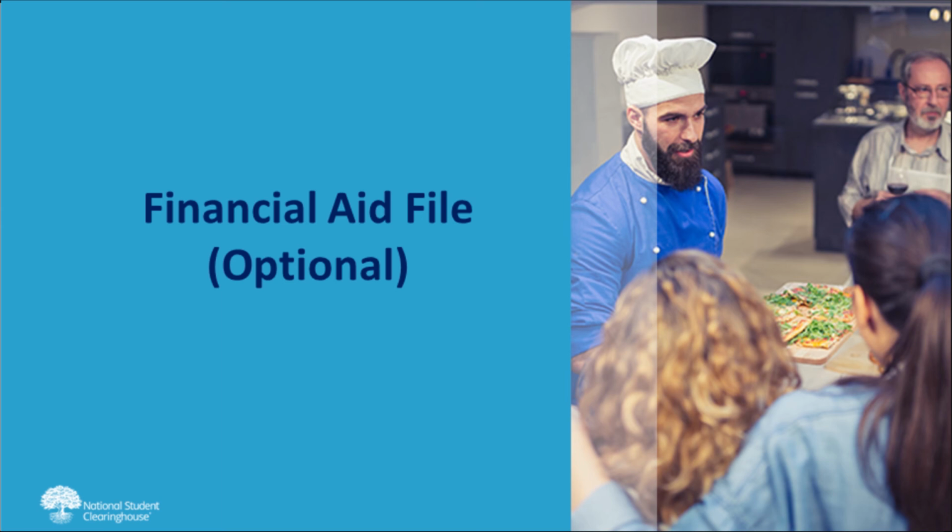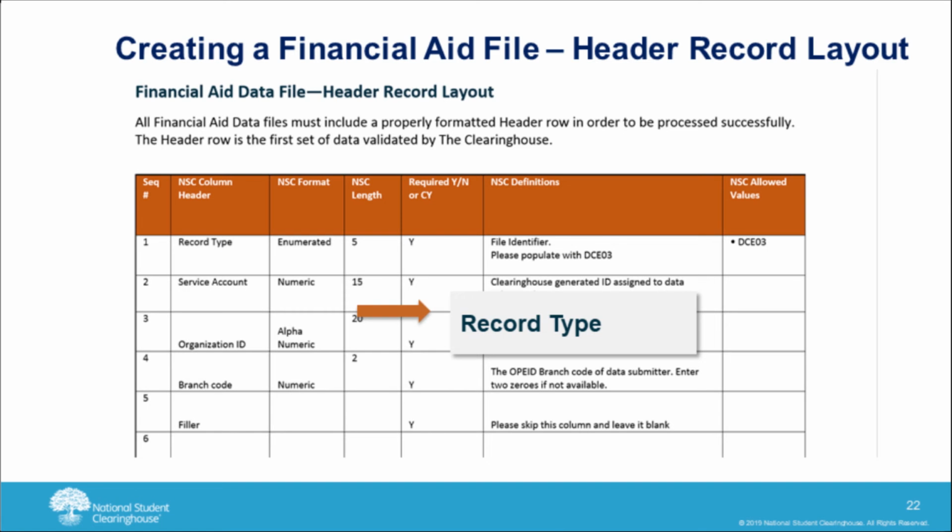As previously mentioned, if you are interested in submitting the optional financial aid file, please email us at pdpservice@studentclearinghouse.org and simply let us know when you are done with your submission. Here is a data definition table for the header record layout. The record type value for the financial aid file must be DCE03.